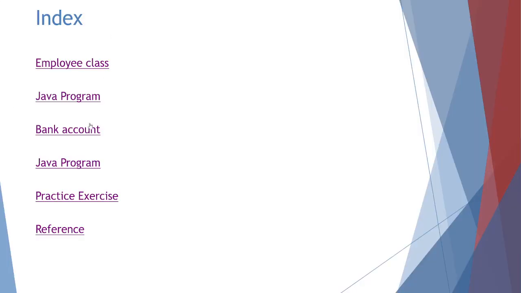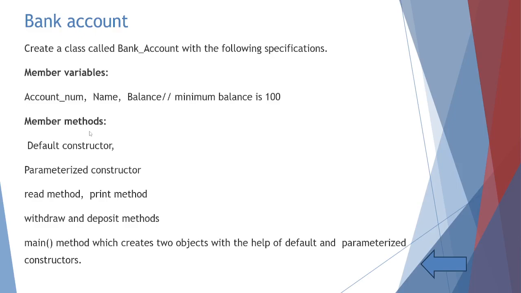Now let's see the bank account program. Problem statement is to create a class called bank account with the following specifications. Member variables are only 3: account number, name of the person, balance. But here minimum balance is 100. We should be very careful while reading as well as while withdrawing. Then member methods are default constructor, parameterized constructor, read method, print method, withdraw, and deposit. Main method creates objects and calls the methods.